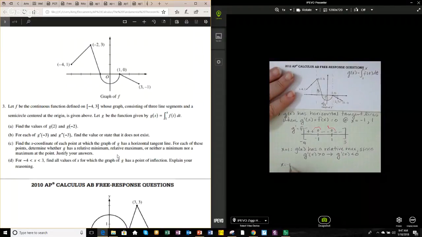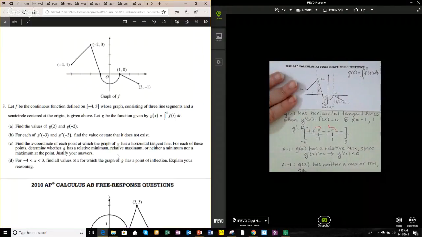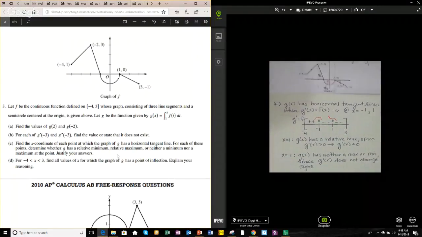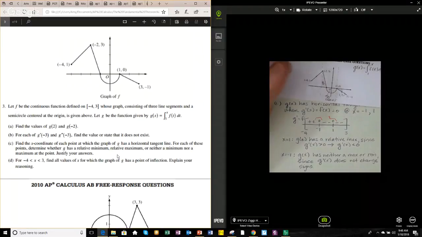Well, at x equals -1, g of x has neither a max nor a min, since g prime of x does not change signs. And that would be our justification there. Okay, so that's part C, and that's worth 3 points.